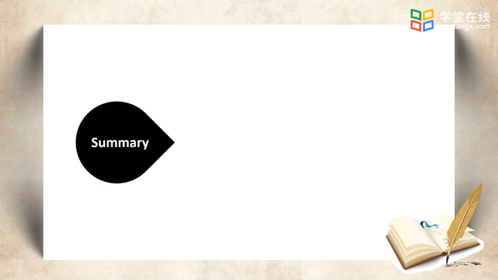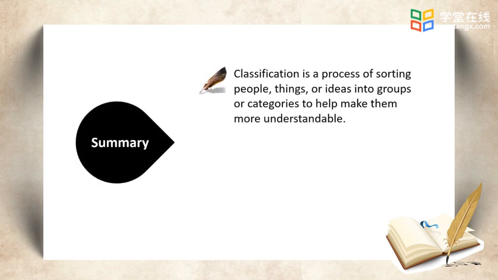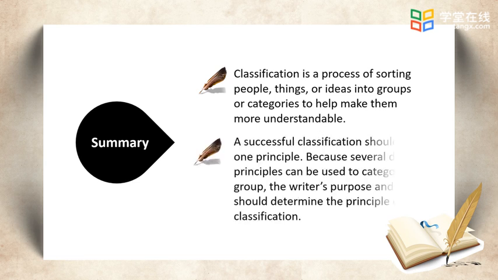Okay, let's summarize. Classification is a process of sorting people, things, or ideas into groups or categories to help make them more understandable. A successful classification should follow one principle, because several different principles can be used to categorize any group. The writer's purpose and audience should determine the principle of classification.